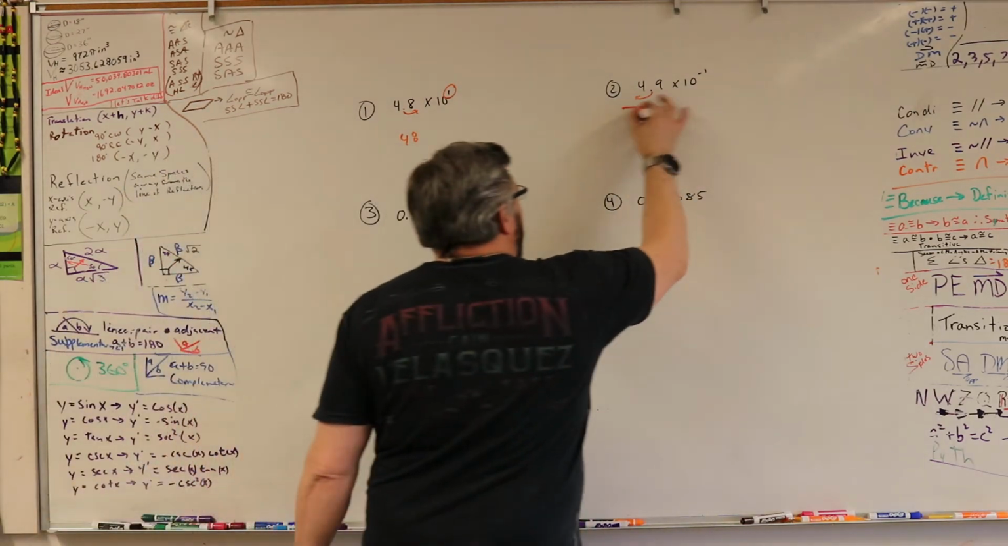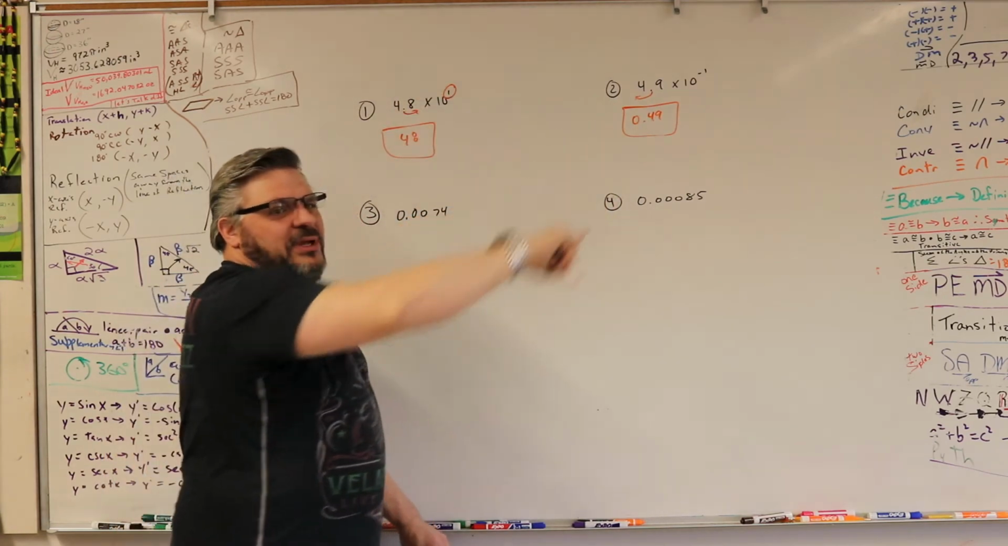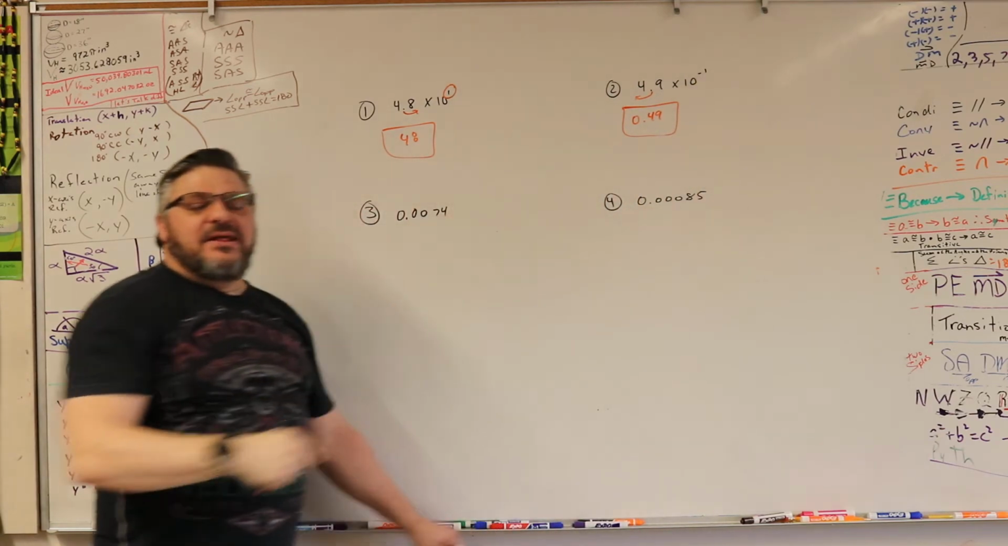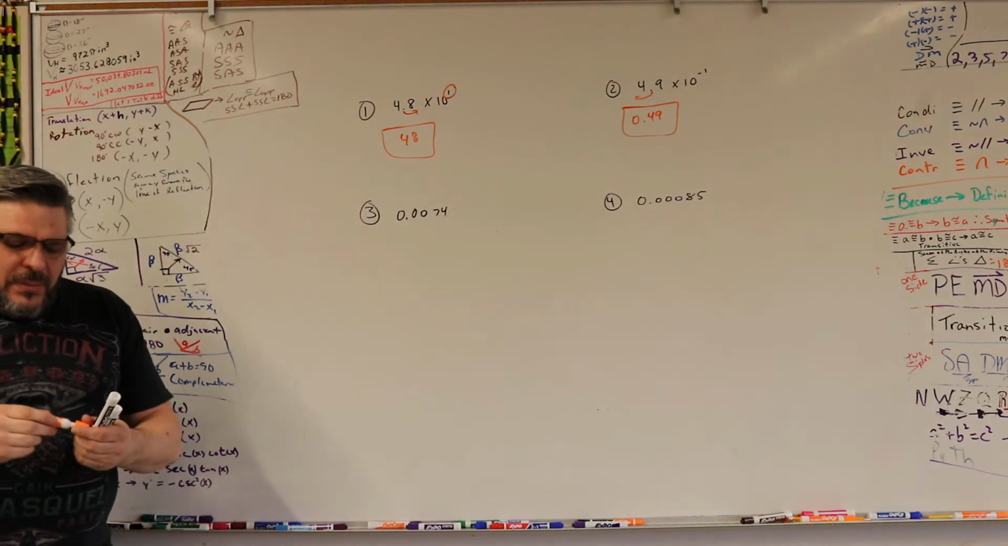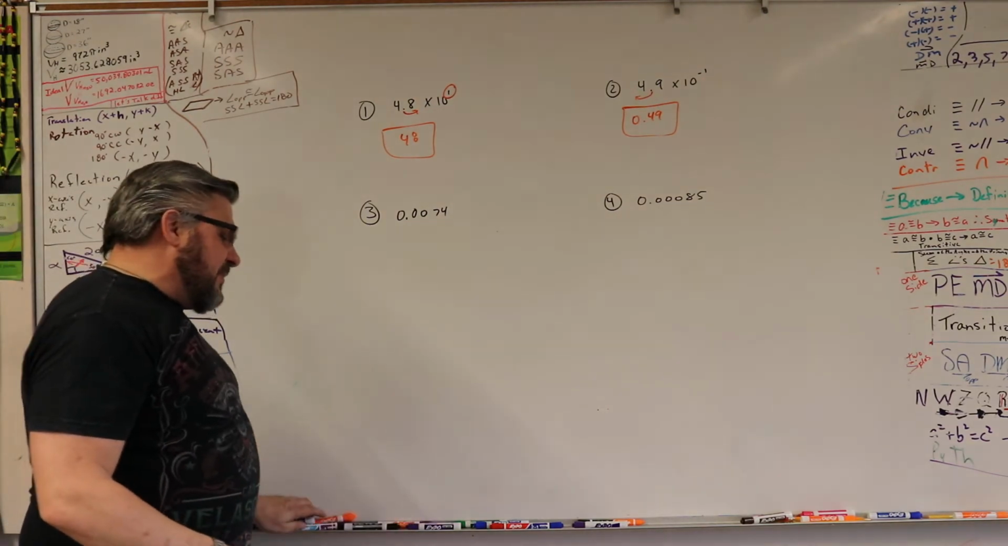That's all I'm asking you to do. If that's a 3, I'm going to move it 3 places that way. If it's a negative 3, I'm going to move it 3 places the other way. Now, with that said, we have to be able to go frontwards and backwards.